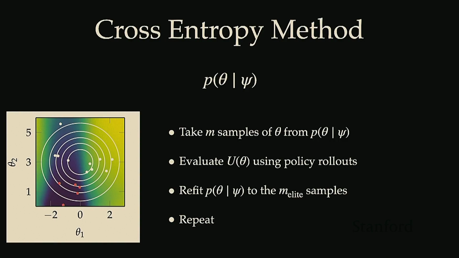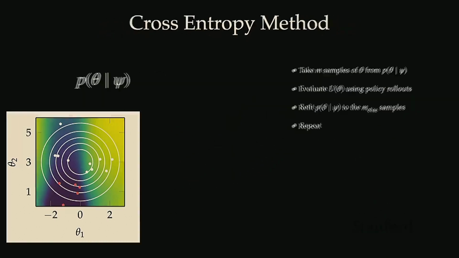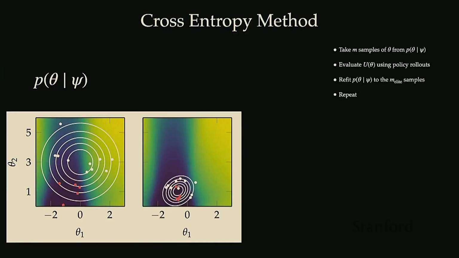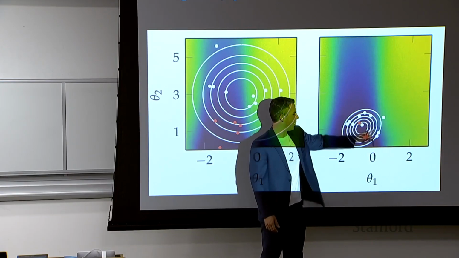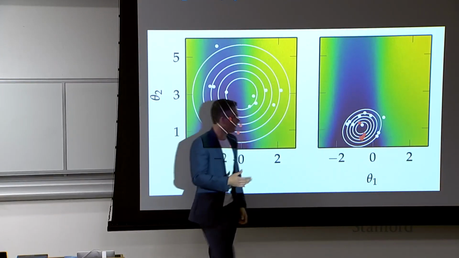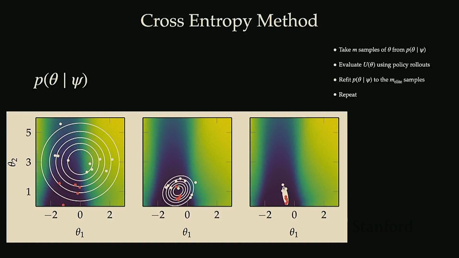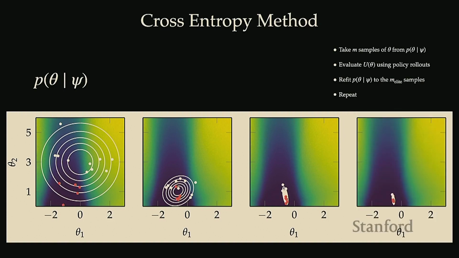Okay, so what does that look like if we go through it? We have those elite samples, so now we're going to refit our distribution to them. We get that new distribution shown there, and then we repeat this process. From our new distribution, we sample a new set of M points, and then we evaluate which ones are the elite samples, the best performing points, which are the red points, and then we refit to those red points. Then we repeat this process again. Where are our best performing points? Well, they're down at the bottom. So then we refit to those. And we continue doing this until our distribution converges and we're not really making many changes anymore.